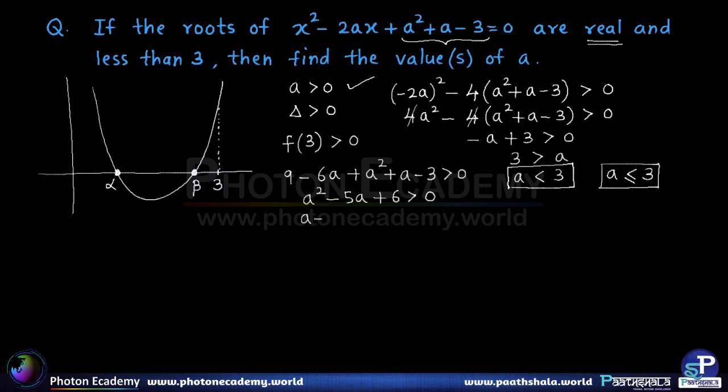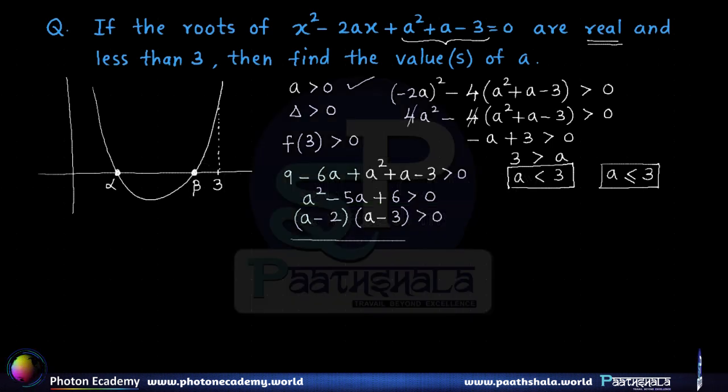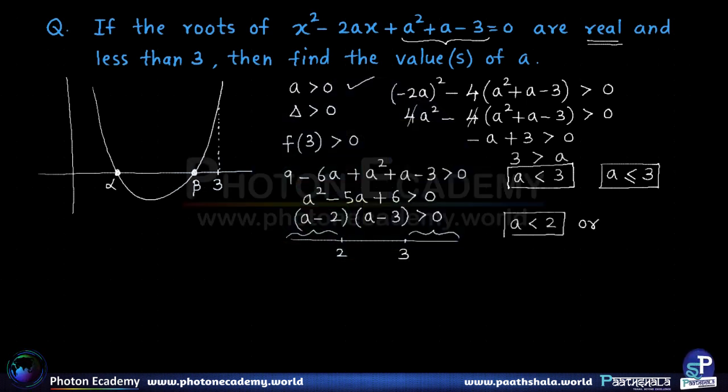So here we will see the factors as a minus 2 and a minus 3 to be greater than 0. So by wavy curve method we know that either a must lie to the right of 3 or to the left of 2. So it gives us either a less than 2 or a greater than 3. So this is the particular condition that we have to use.